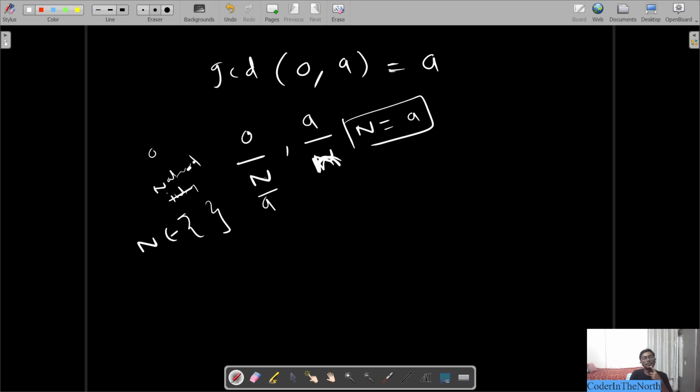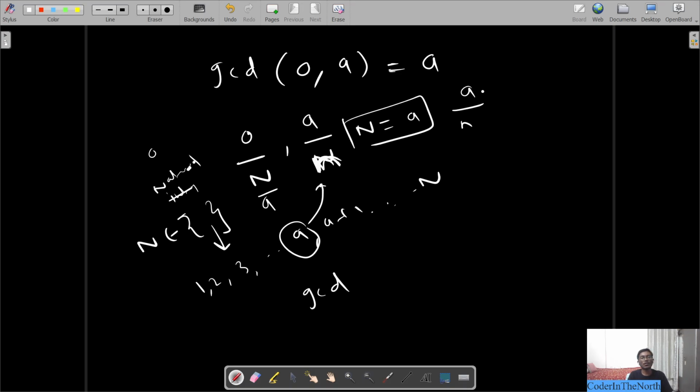We can't take 0. So in this set, we'll have all numbers 1, 2, 3, somewhere A will come, then A plus 1, and so on up to n. Now I have to find another number which will divide A. And we'll look here, A already exists in that set. So why not take A? GCD of 0 comma A is always A. Any number has GCD with 0 equal to the number itself.